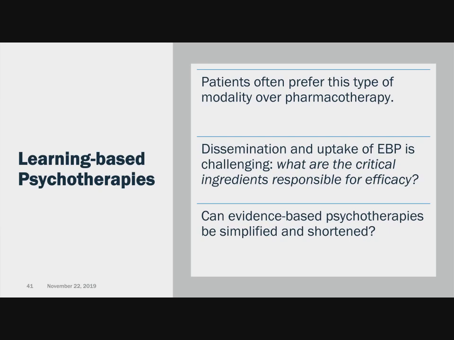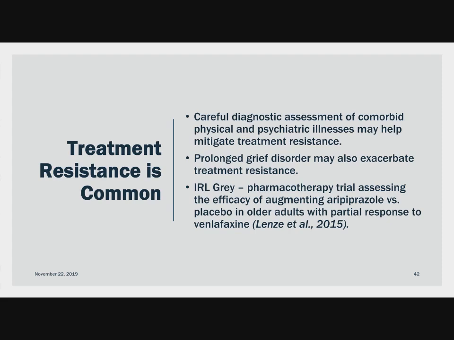So beyond this, patients often prefer psychotherapy, particularly a learning-based form of psychotherapy, over drug-based treatments. The critical issue, I think, becomes one of access. How can we better disseminate and improve the uptake of evidence-based psychotherapy practice? What are the critical ingredients responsible for efficacy, for moderating effect, as Art has said, and can evidence-based psychotherapies perhaps be simplified and shortened? Treatment resistance is common, as I've mentioned.